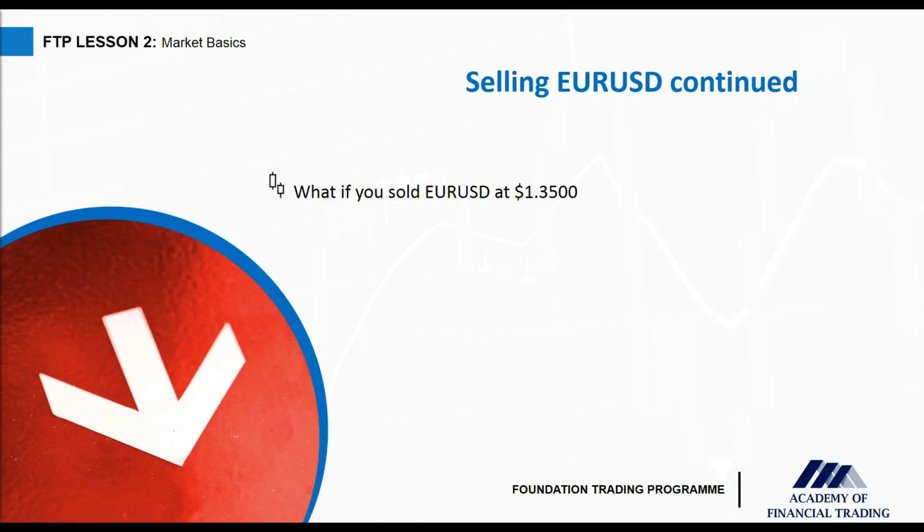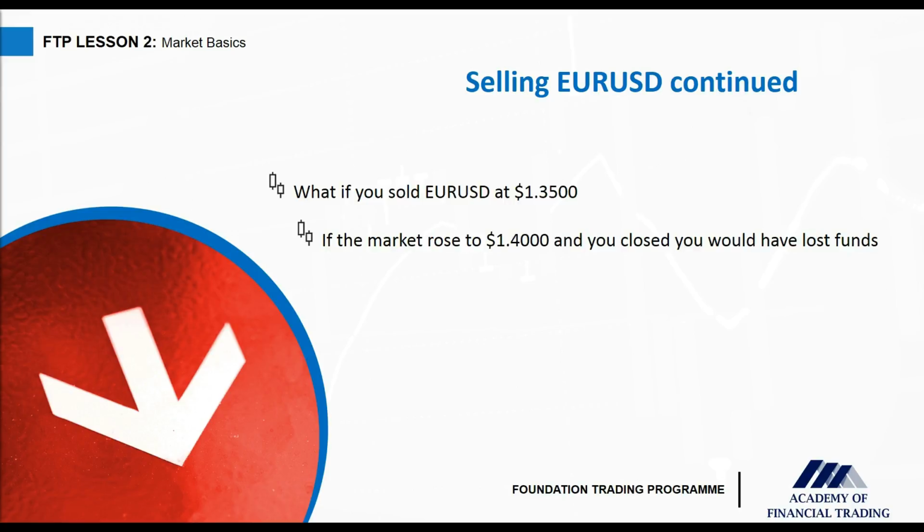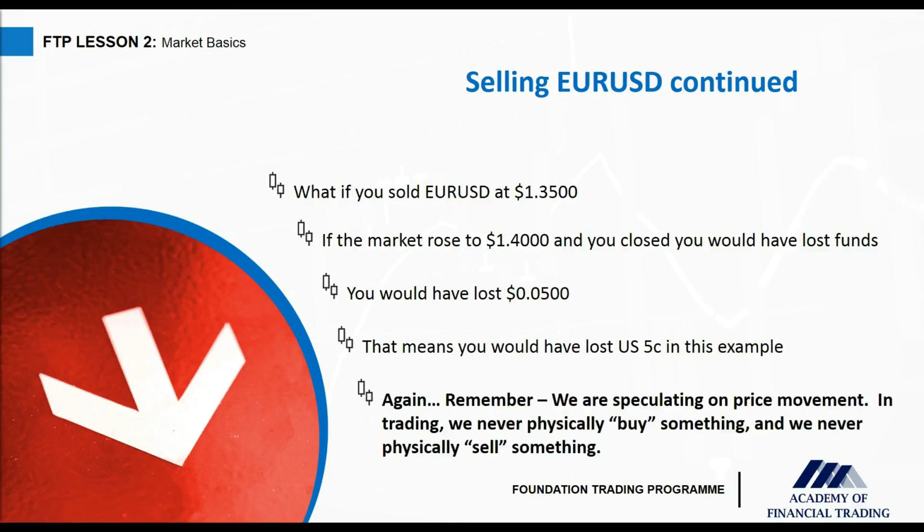So what if you sold Euro USD at 135? So we're going short at 135. We're selling at 135. During the day, the market rises to 140 and you closed. Well, even though the value has gone up, we've lost money. How much have we lost? Okay, you've all hit paste and enter because I'm just trying to save you all energy. You would have lost 5 cents or 500 pips. So it's just speculating on price movement. We're never physically buying, we're never physically selling.